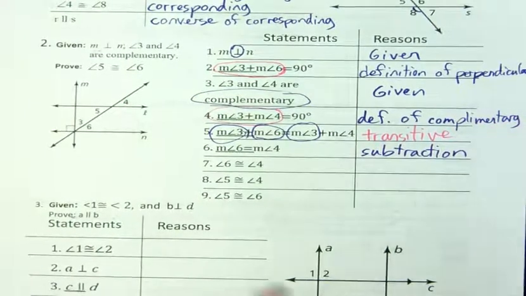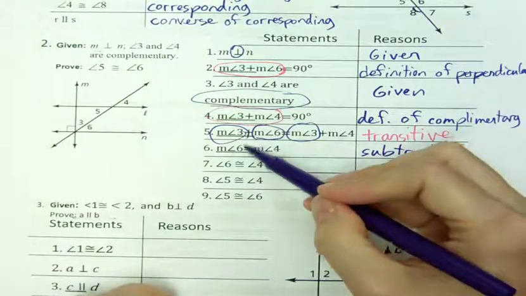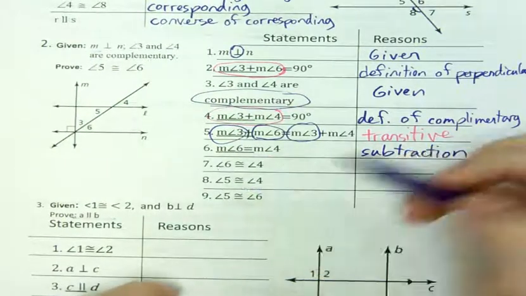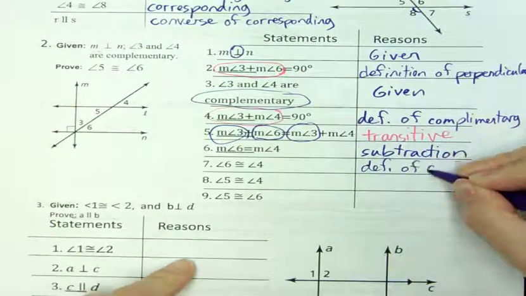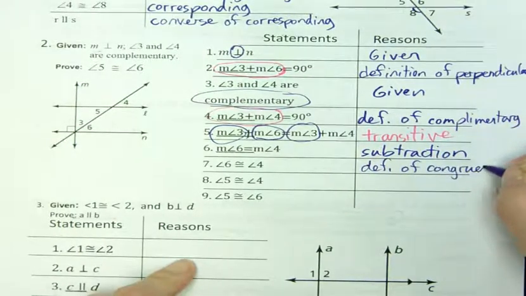All right, so someone who hasn't volunteered an answer yet. What happened for number 7? What did you say? Yeah, all that happened is we went from the measures of the angles being equal to the angles being congruent. So that's the definition of congruent.